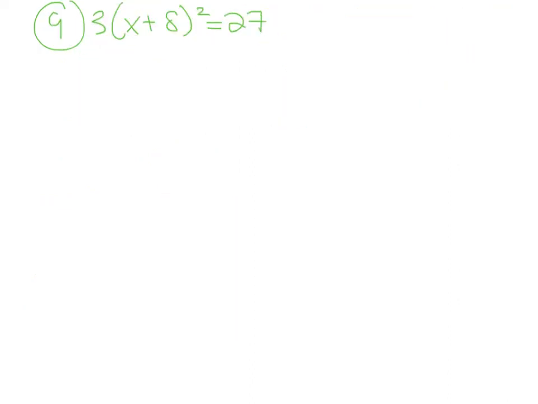So for our last problem, I would like you to pause and try it on your own, please. For this one, you're going to start by moving over the 3, get rid of the 3. By the way, just to note, you do not change anything with the x plus 8 squared. You already divided the 3 by the 3, so that's all you need to do for that side. On the right-hand side, we do 27 divided by 3. That gives us 9. So now we are going to take the square root of both sides.